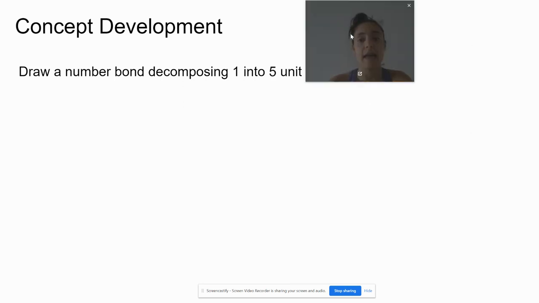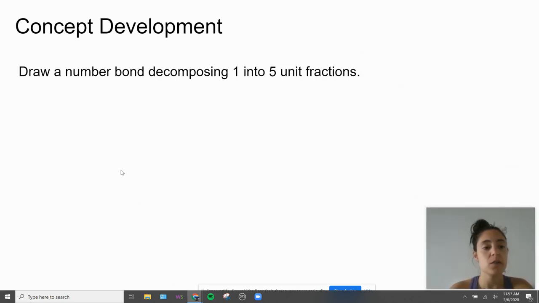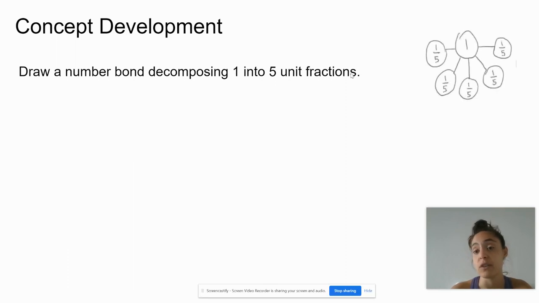Okay, let's do one more together. I'm going to move myself down here again. It says draw a number bond decomposing 1 into 5 unit fractions. Just like we did before, our total is 1, and we need to break it into 5 unit fractions, so 5 fractions. So I have my 1/5 5 times.